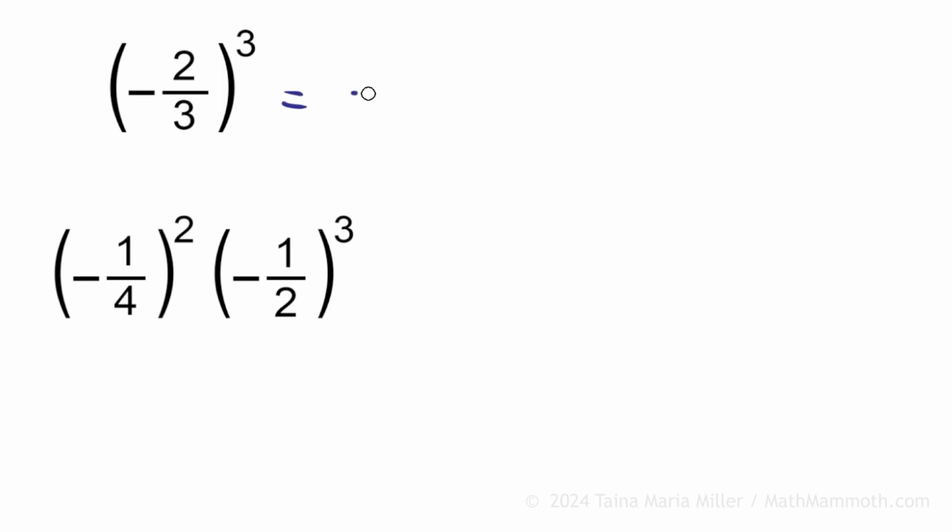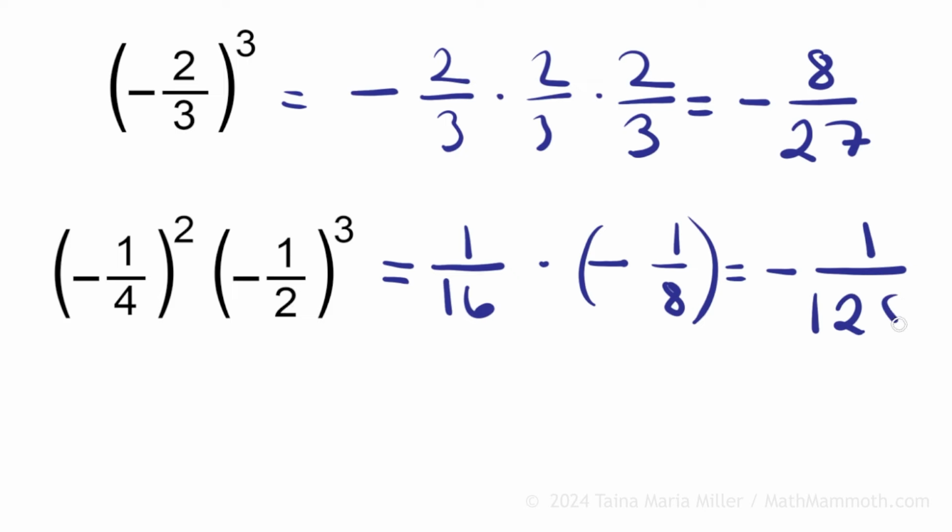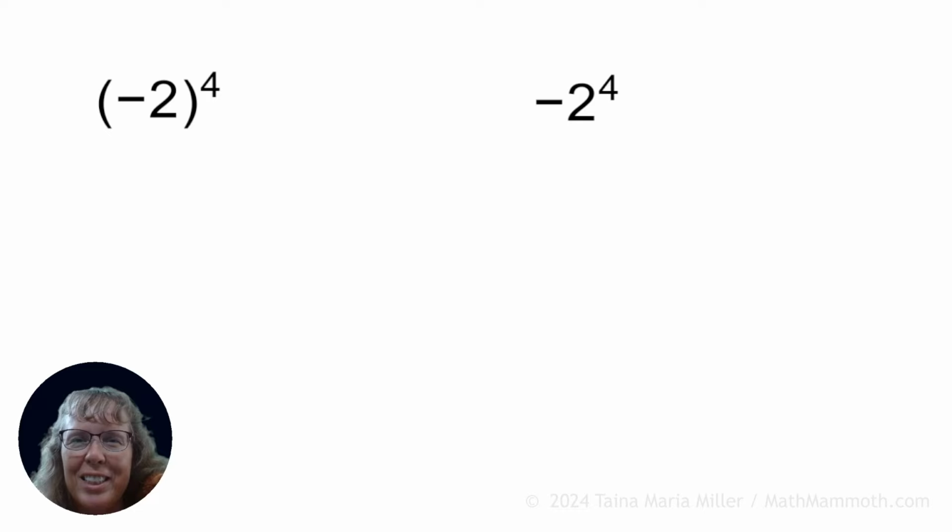This first one here, negative 1/4 squared, will produce a positive answer. It will be 1/4 times 1/4, which is 1/16. This second one, negative 1/2 cubed, will be negative. And then 1/2 times 1/2 times 1/2 will be 1/8. Okay, and so what do we get? This will be negative, and we will have a fraction, 1 over. And then 16 times 8 is 80 plus 48. 128.